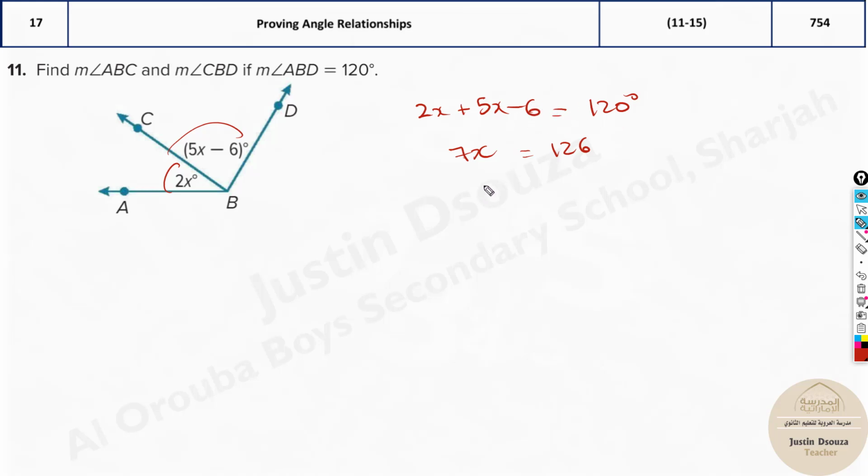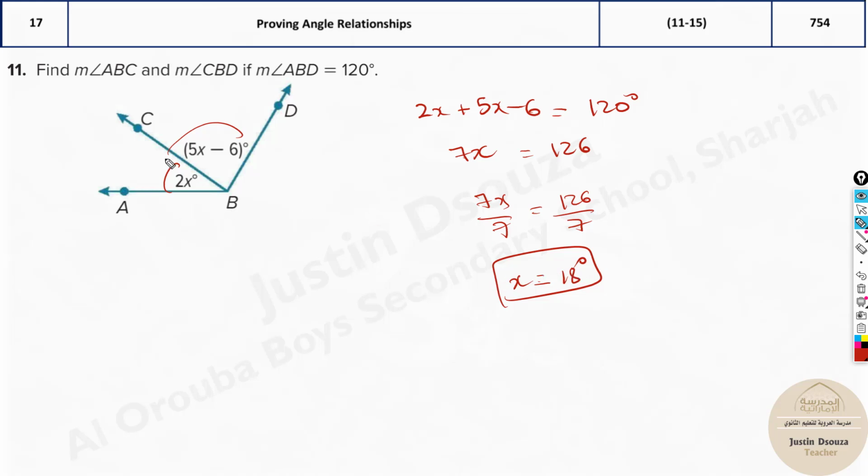Now divide both sides by 7. So 7x by 7 and 126 divided by 7. It's more than 15. 7, 15, 16, 17, 18. Yeah, 18 I believe. So x is equal to 18 degrees. You can just use the calculator and divide it, or if you know the tables of 7, you will get the answer 18. So we found the x value.